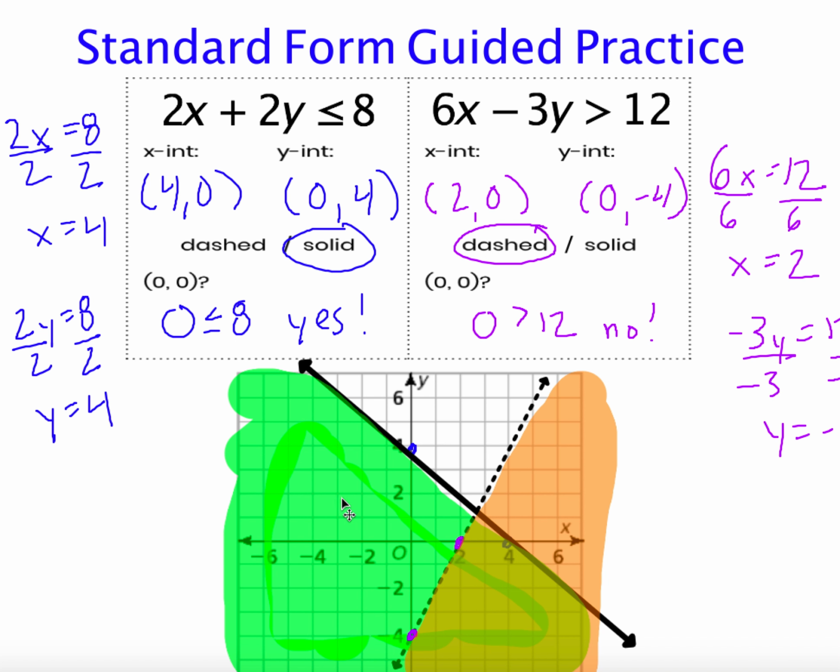Okay, so the green region satisfies 2x plus 2y is less than or equal to 8. The orange region only satisfies 6x minus 3y is greater than 12. Let's see what color we come up with here. My purplish region is my solution to the system. All the points in this purple region will allow 2x plus 2y to be less than or equal to 8, and 6x minus 3y to be greater than 12. Okay, so there is your guided practice and your example work.